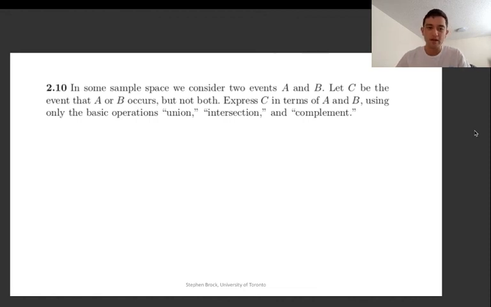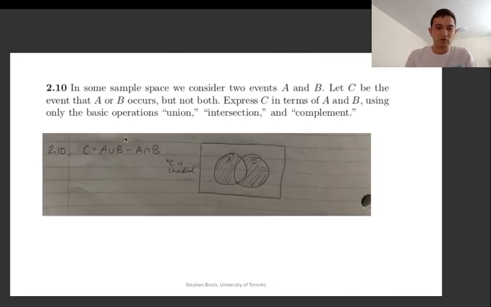So C is the event that A or B occurs, but not both. A or B occurs should signal union, right? And not both, that's the intersection, right? So we're looking at the union minus the intersection again. So we get C equals A union B minus A intersection B. And C is the shaded region. Again, drawing a diagram, it's clear that we're looking at the union minus the intersection.